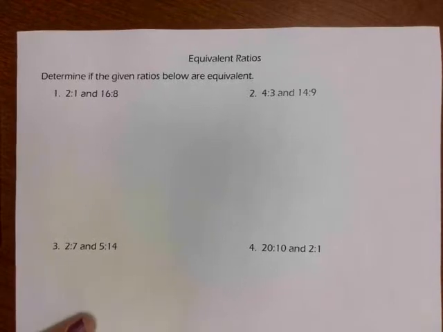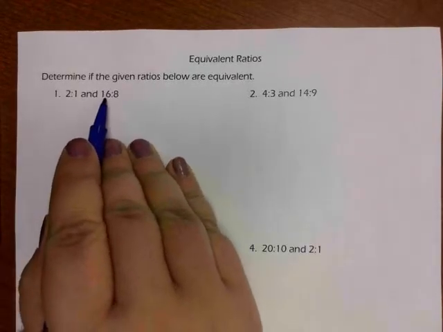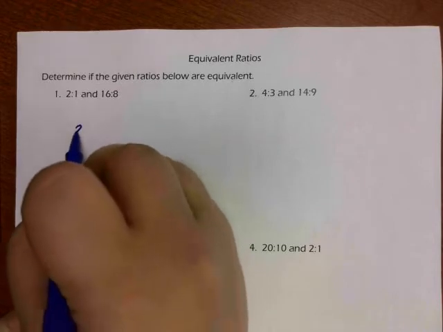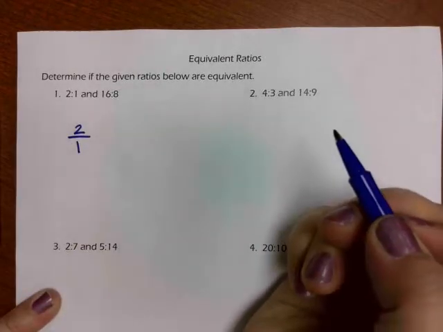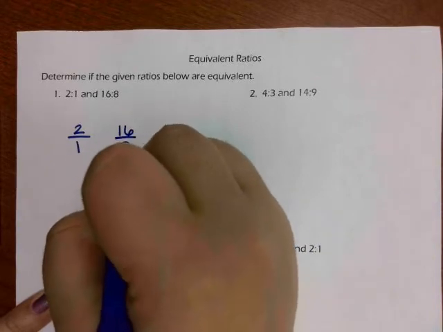So to do that, if you look at number 1, we have the ratio 2 to 1, and then the ratio 16 to 8. So the first thing we're going to do is write those ratios as fractions. So 2 to 1 can be written as 2 over 1, and 16 to 8 can be written as 16 over 8.